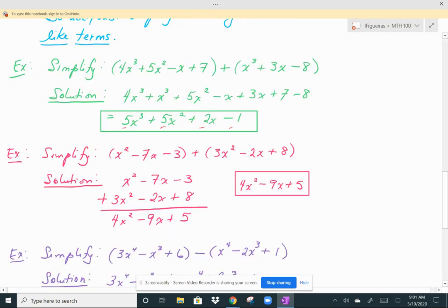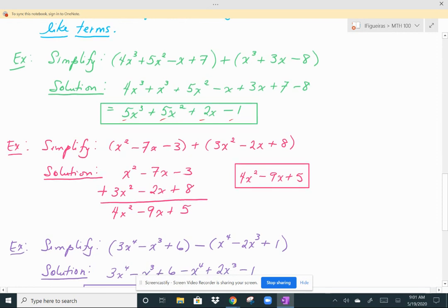All right, so now we're ready to simplify the following. I have x squared minus 7x minus 3 plus 3x squared minus 2x plus 8. So I'm going to organize this one a little bit different. The last one I did was added in a horizontal format, meaning I just organized things from left to right. But this next one is just a different way of doing it, which is to organize it in a vertical format. And you can do it any way you like, whatever makes more sense to you.